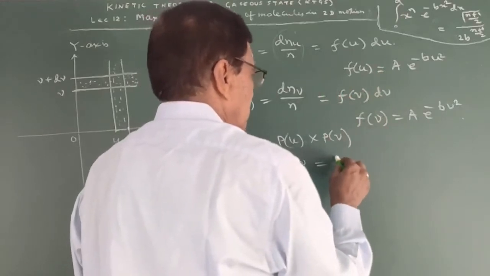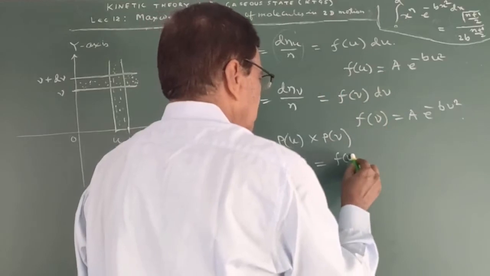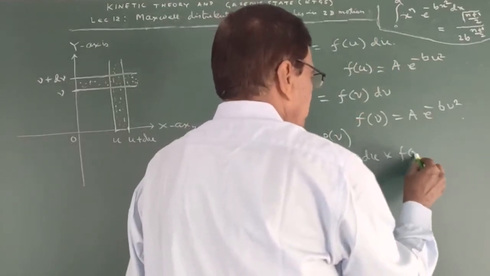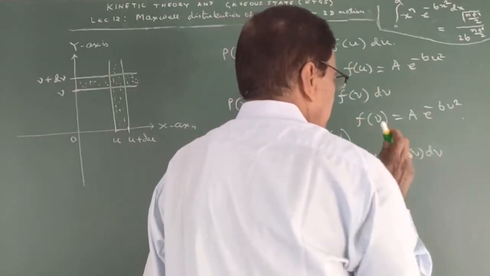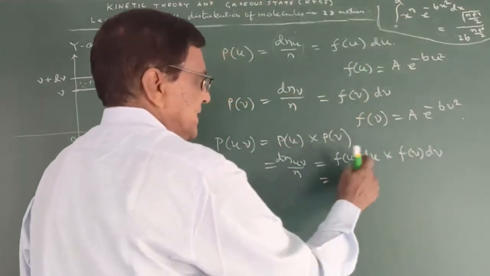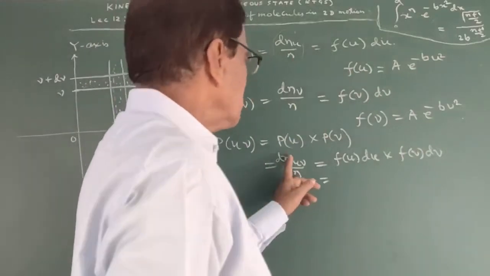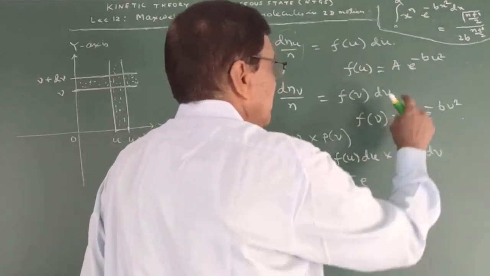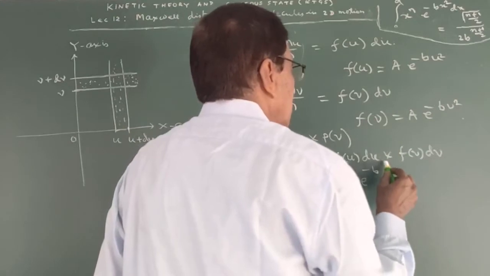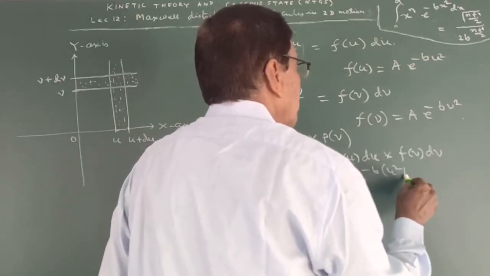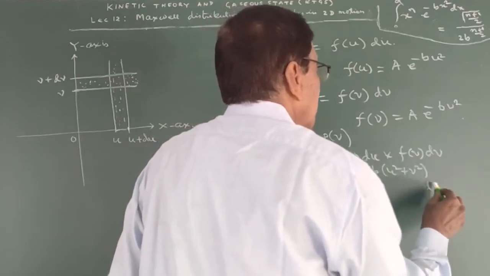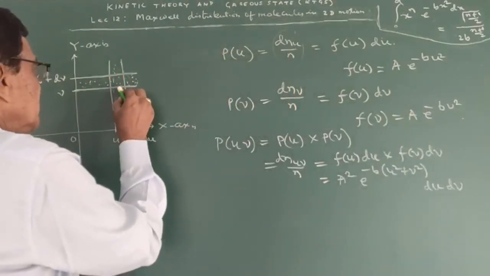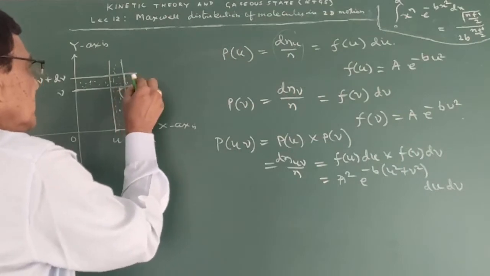It will be f(u) du times f(v) dv. So if we set the value of the functions, then this one is A squared, and the exponential term minus B times (u squared plus v squared), and here du and dv. This one is du and this one is dv.